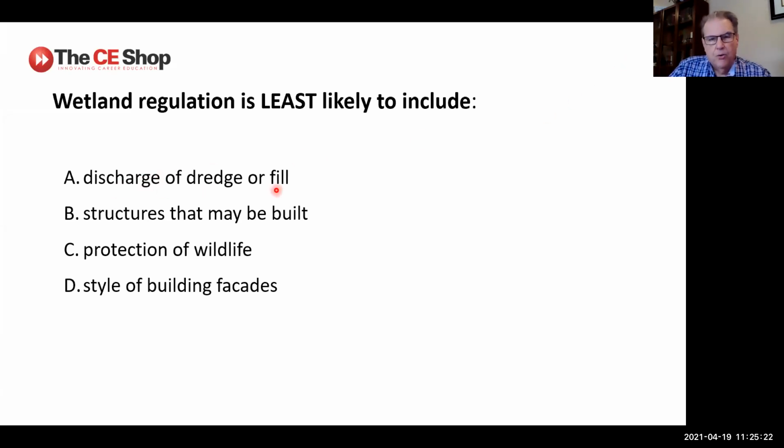Even if I don't know what the Clean Water Act is, discharge of dredge or fill, that sounds like something it would have something to do with. Structures that can be built on a public waterway, yeah. Protection of wildlife, it sounds like they would be all over that topic. Style of building facades sounds familiar. From a previous question, I think we called that aesthetic zoning. So I'm going with D as our answer for the thing that is least likely to be under wetland regulation.